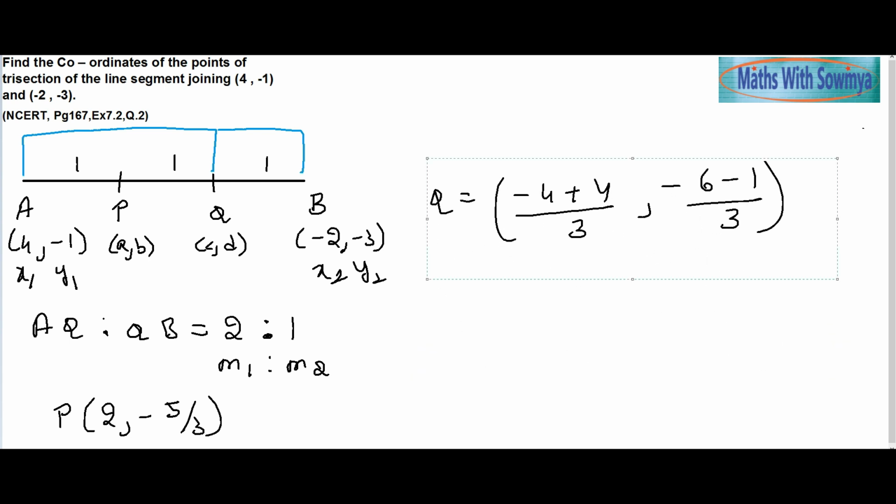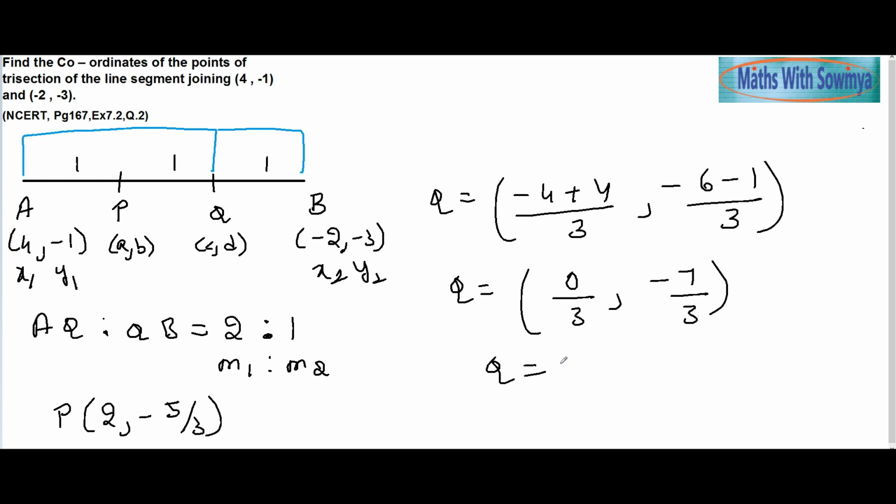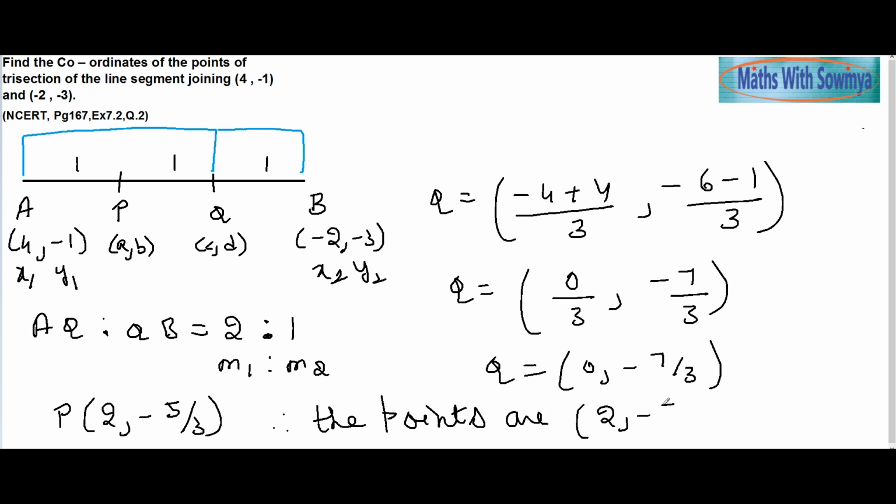Simplify. Q will be minus 4 plus 4, 0 by 3, minus 7 by 3. So value of Q is 0, minus 7 by 3. So finally you can say therefore the points are 2 comma minus 5 by 3 and 0 comma minus 7 by 3.